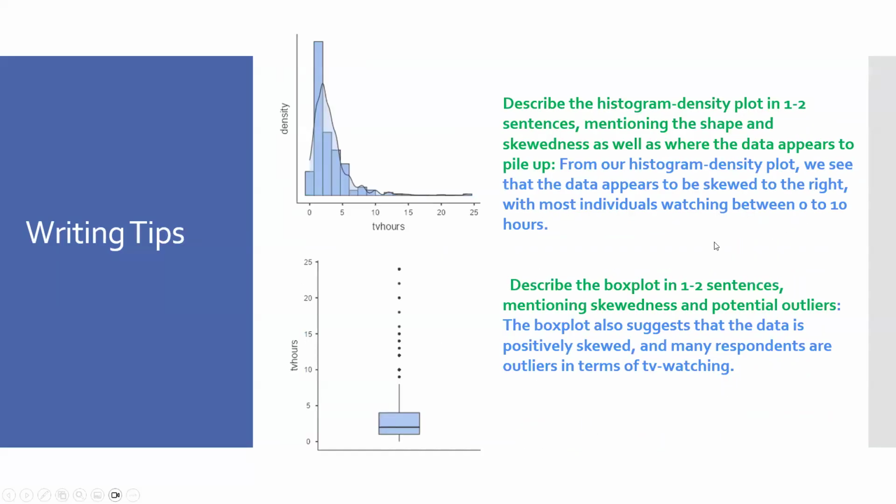Describing the histogram density plot, usually I say do 1 to 2 sentences. It doesn't have to be huge. Mention the shape and the skewness as well as where the data appears to pile up. From our histogram density plots, we see the data appears to be skewed to the right, with most individuals watching between 0 and 10 hours. Also, the box plot suggests that the data is positively skewed, and many respondents are outliers in terms of TV watching. You could describe the case of people watching recorded television 24/7, and that's what they're responding to, and deal with the question of validity from there.